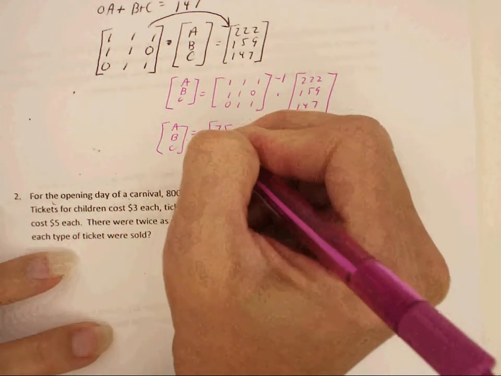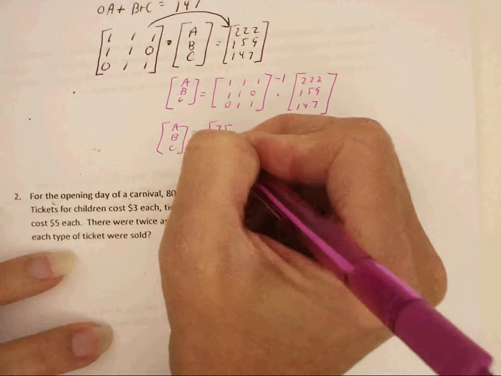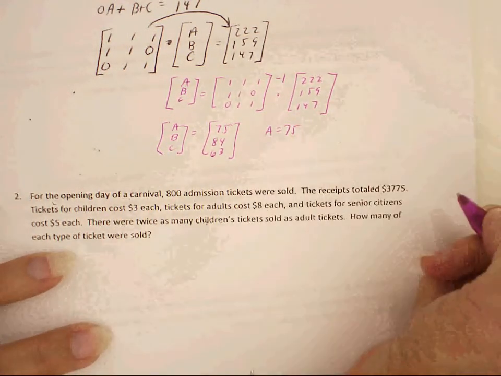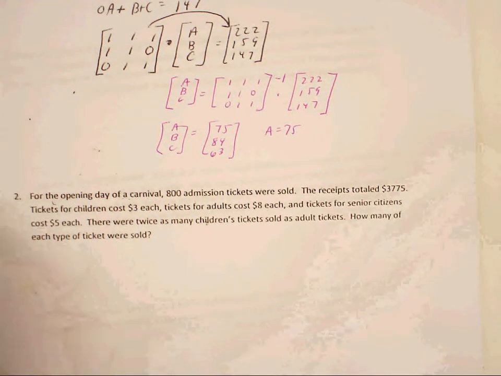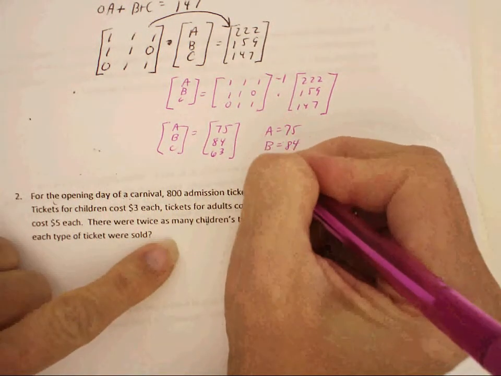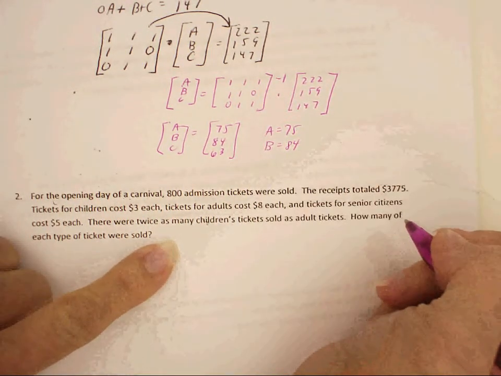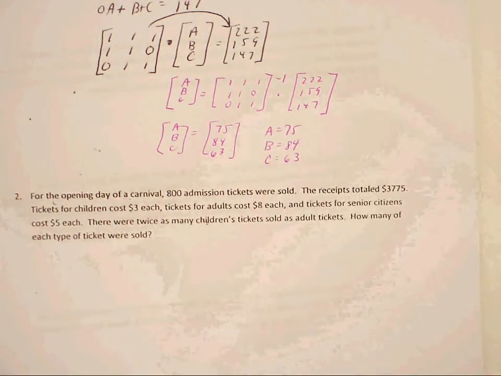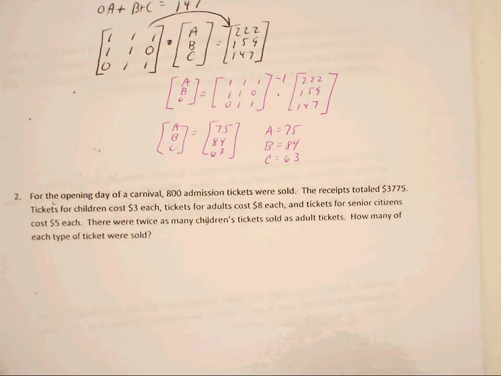So how do you interpret this answer matrix? Wes, what does 75 mean to you? Machine A makes 75 suitcases. What does 84 mean to you, Hannah D? Perfect. And the last one, Spinda, what does 63 mean? Good. C made 63 suitcases. Perfect.